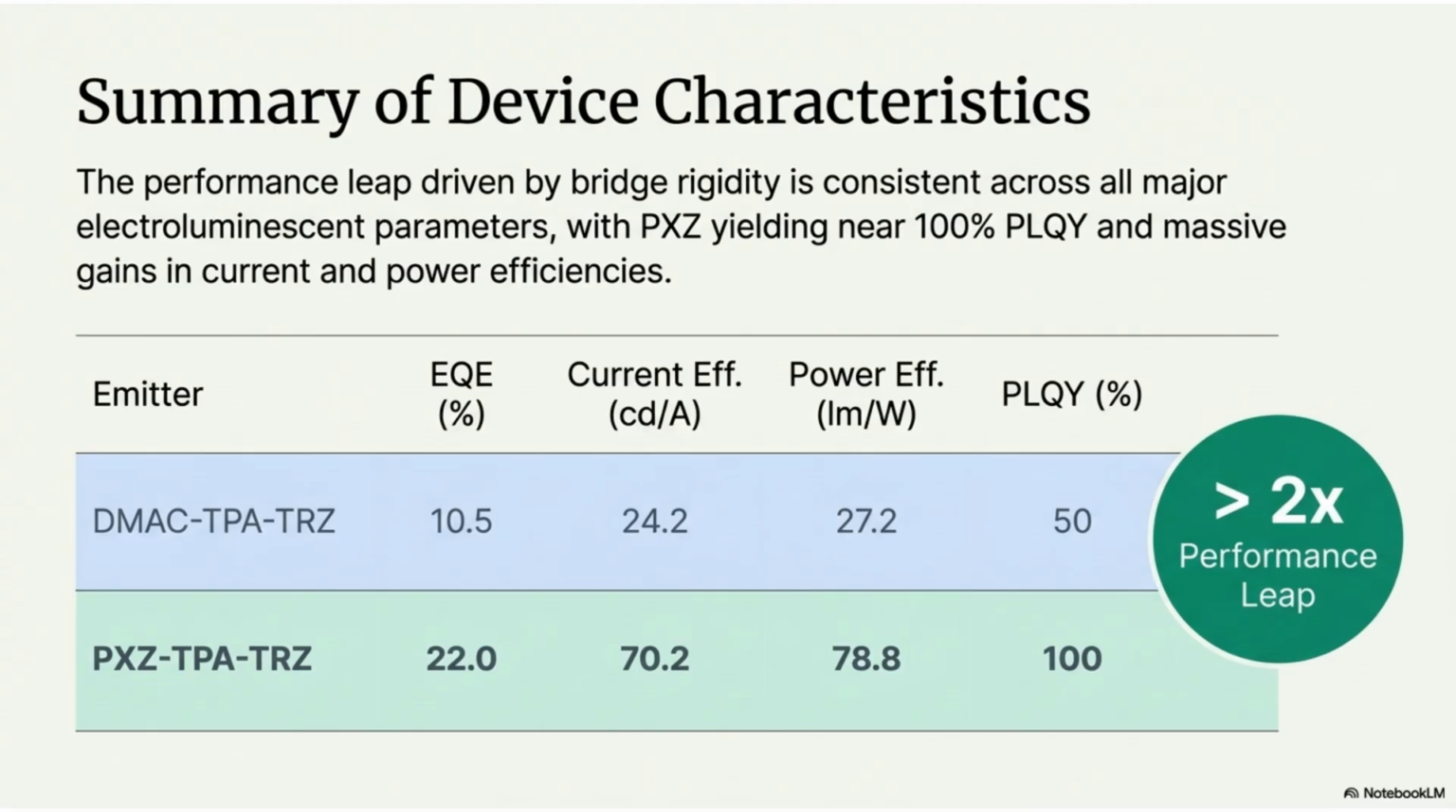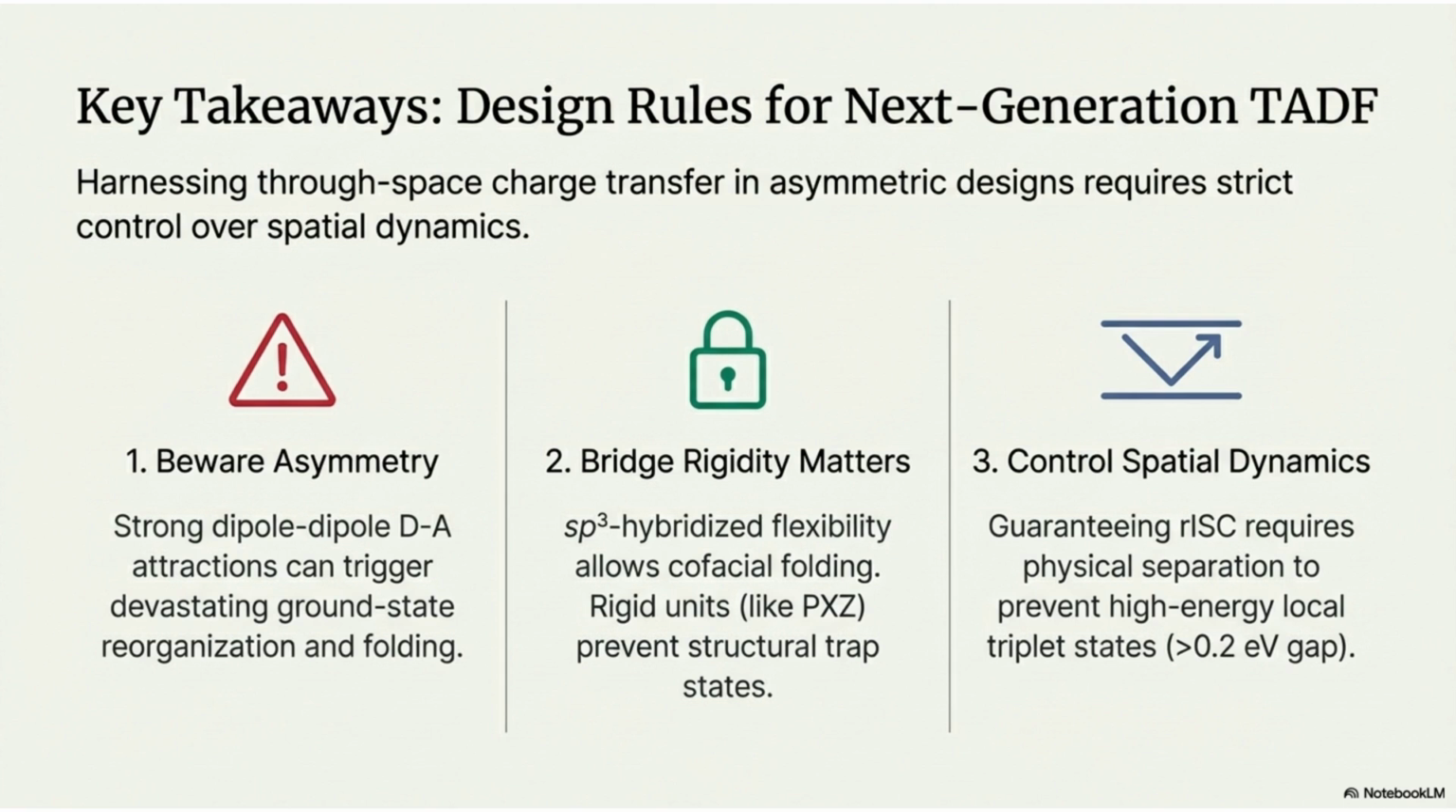The performance leap driven by bridge rigidity is consistent across all major electroluminescent parameters. PXZ yields near 100% PLQY and massive gains in current and power efficiencies, resulting in a more than 2 times performance increase. The key takeaways for next-generation TADF design include: beware of asymmetry, as dipole-dipole attractions can trigger ground state reorganization and folding. Bridge rigidity matters, as sp3 hybridized flexibility allows cofacial folding, and controls spatial dynamics to guarantee efficient RISC.